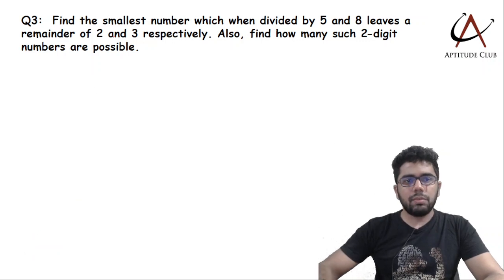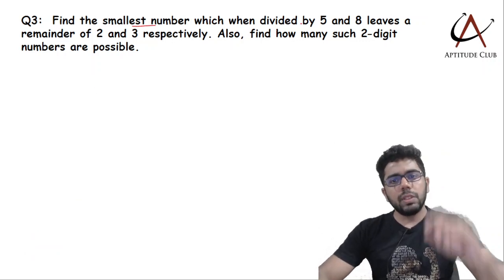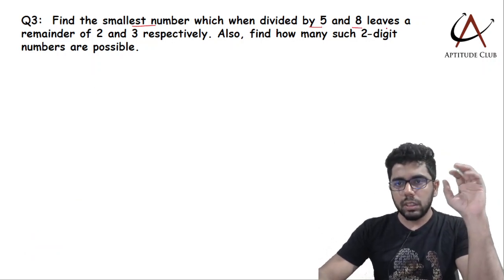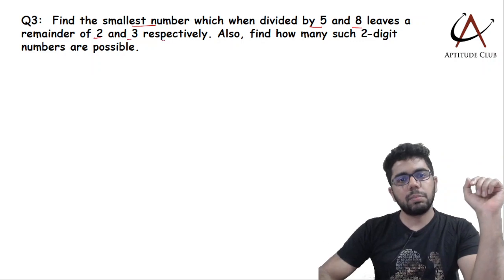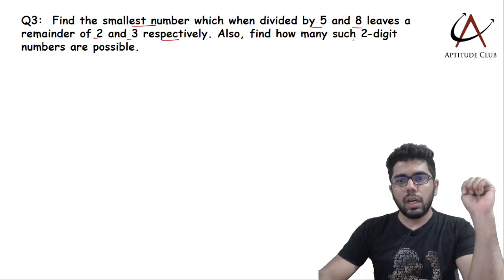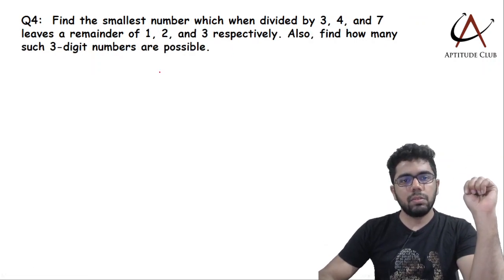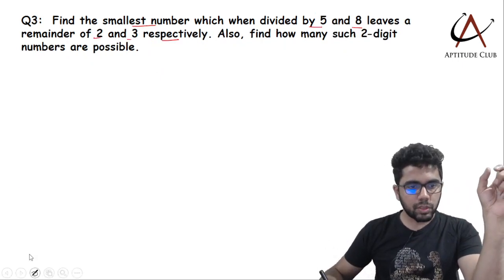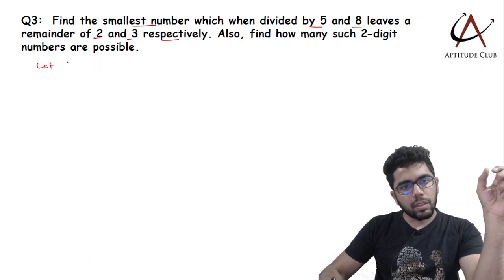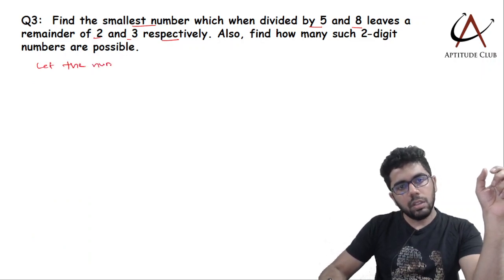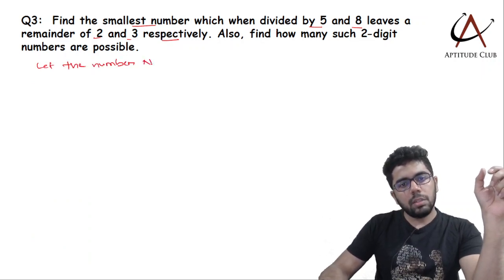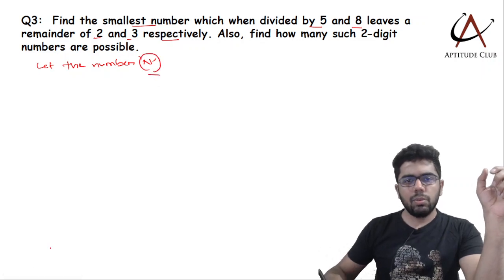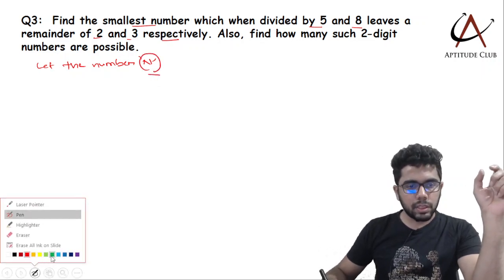जैसे यहाँ पे बोला: Find the smallest number which when divided by 5 and 8 leaves a remainder of 2 and 3 respectively. Also find how many such 2-digit numbers are possible. So what I'll do is I'll take, let the number be n. ठीक है. तो n का यहाँ पे दो प्रॉपर्टी दिया है बेसिकली.